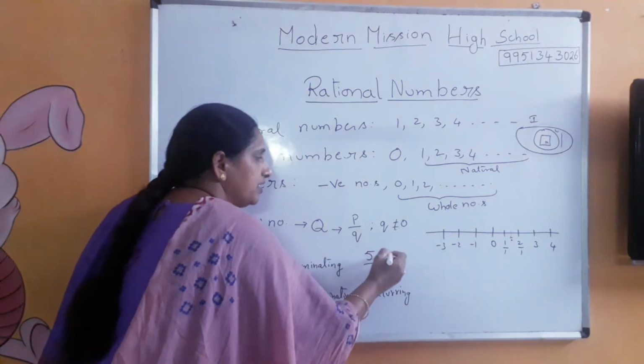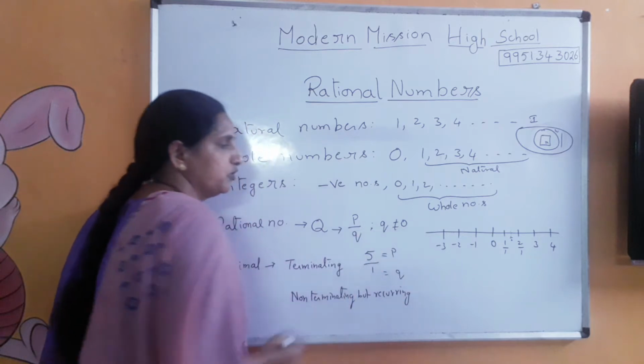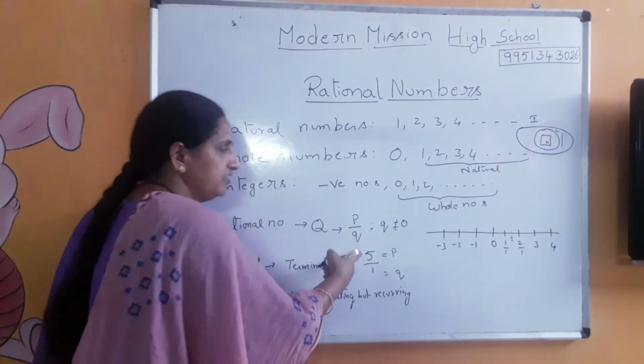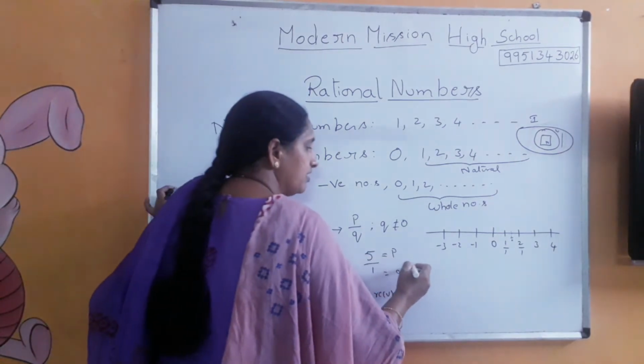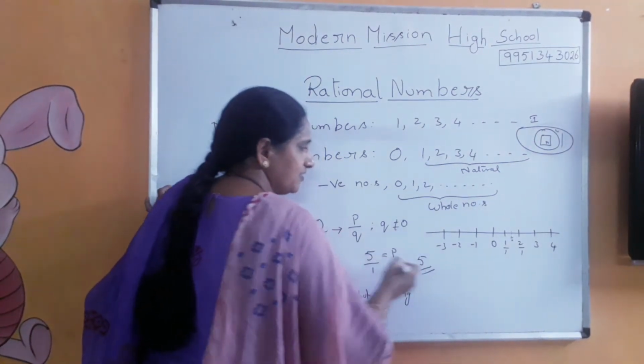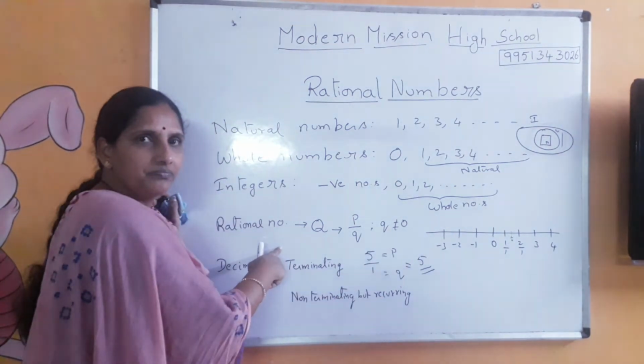So here P is 5, Q is 1. Q is not equal to 0. 5 is an integer, 1 is an integer. So therefore 5 by 1, you know very well, right? That is equal to 5. Simply, 5 is also a rational number.